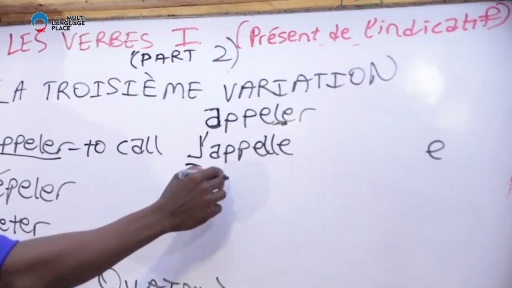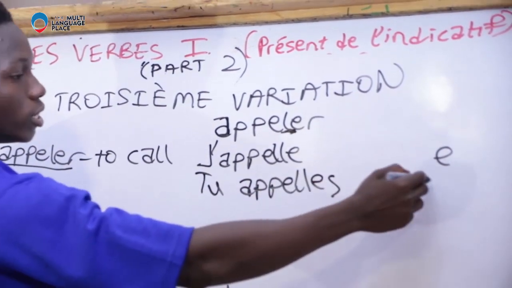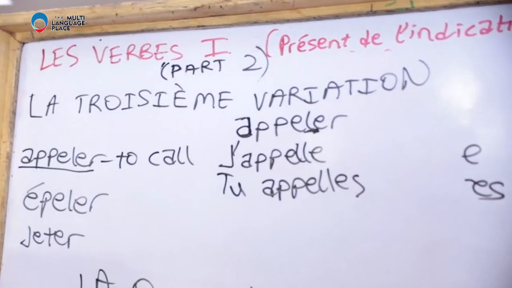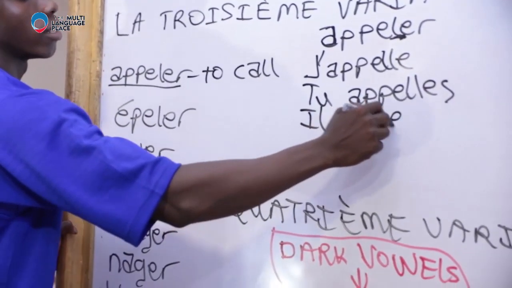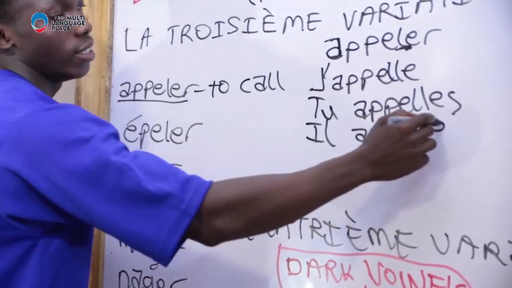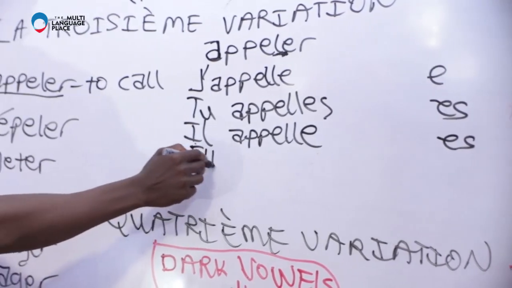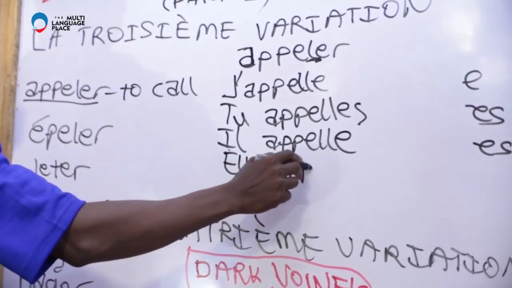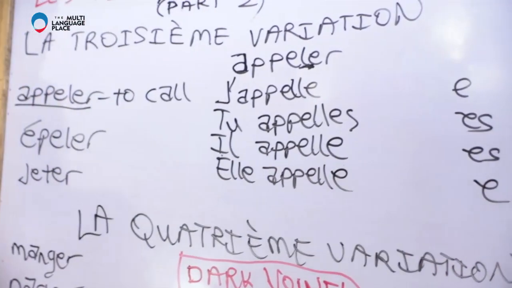Tu. You double it too. And then you add ES, which is the ending for tu. For il, you double it, and then you add E, which is the ending for il. Elle, you double it. Then you add E, which is the ending.